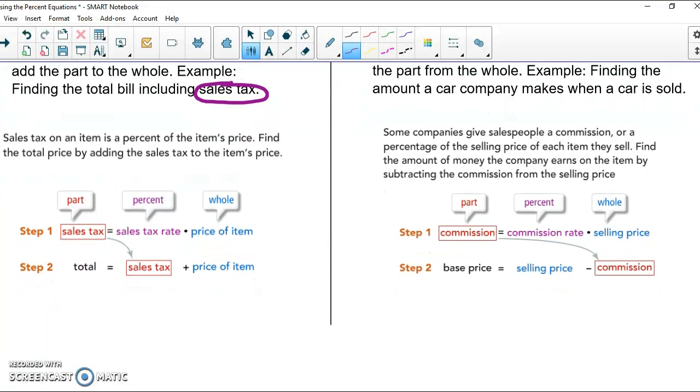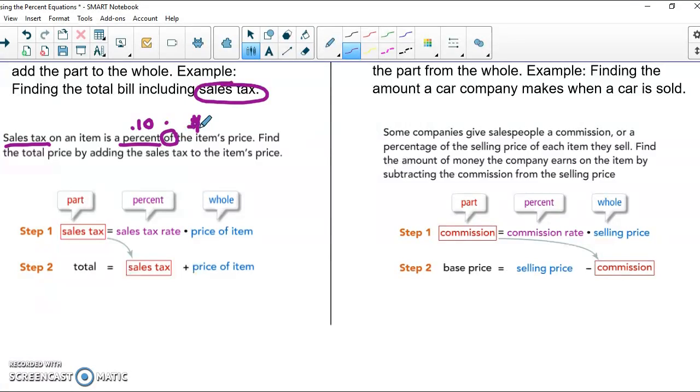So let's look first at sales tax. Sales tax on an item is a percent of the item's price. And that's really great news because if I'm finding a percent of, then I'm going to take my percent and make it a decimal. So let's say 10%. Of means times, and then I'm just going to multiply that percent by the item's price.